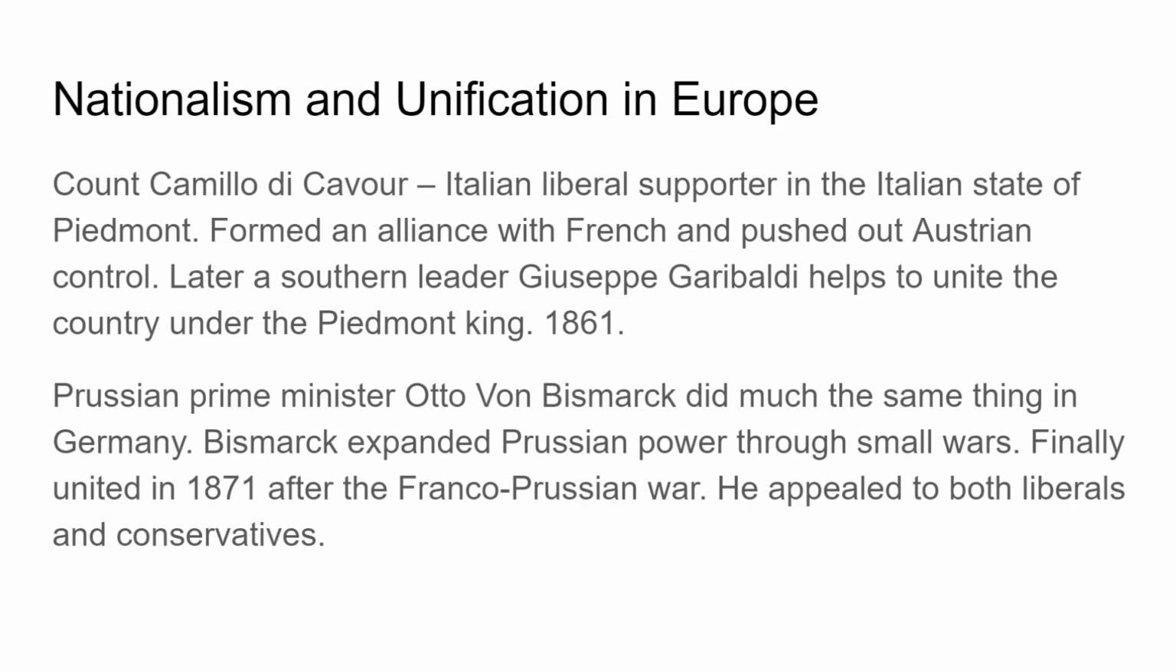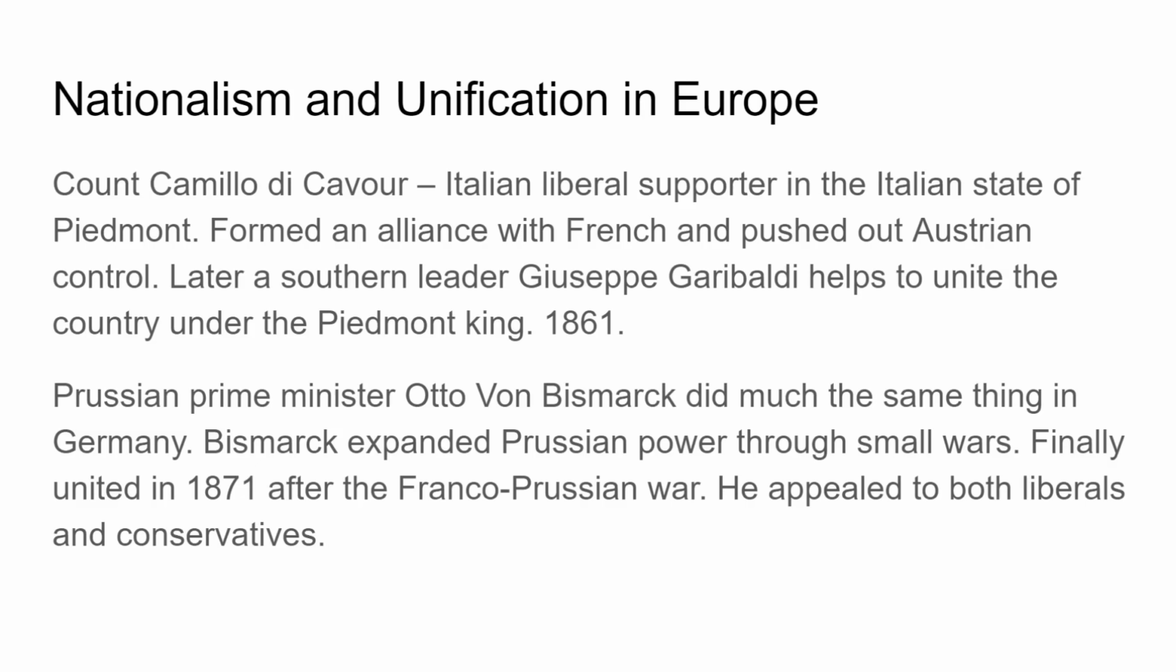On the other hand, Germany forms around the same time through the country of Prussia, which is a major German power. They have a prime minister named Otto von Bismarck, who does very similar things in Germany that Cavour does in Italy. So he will expand Prussian power through some small wars. Finally then, in 1871, they will go to war with the French, and when he does so, they will unite liberals and conservatives together and declare themselves a new country in 1871 of Germany.